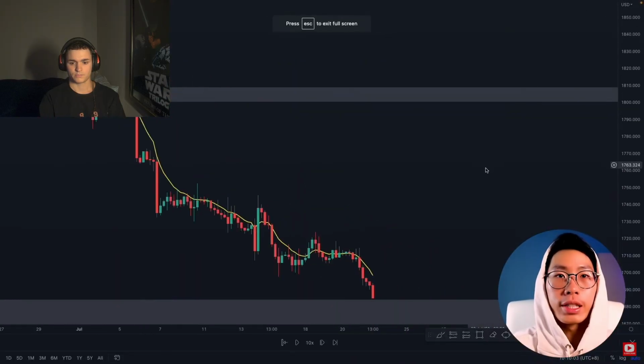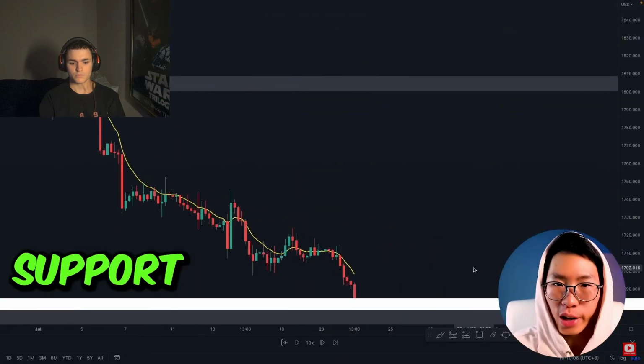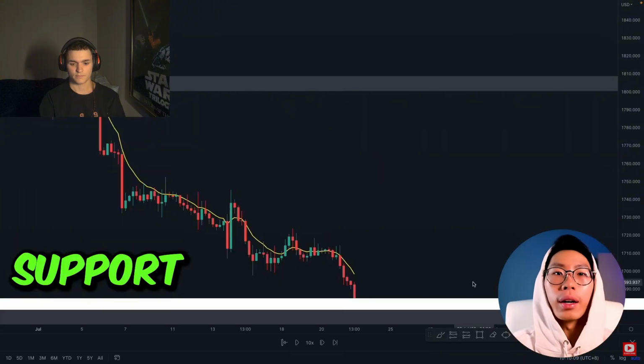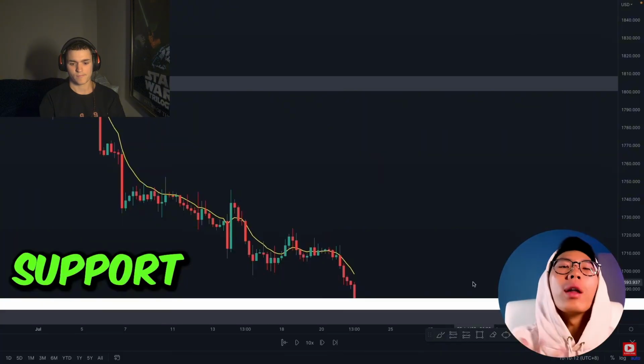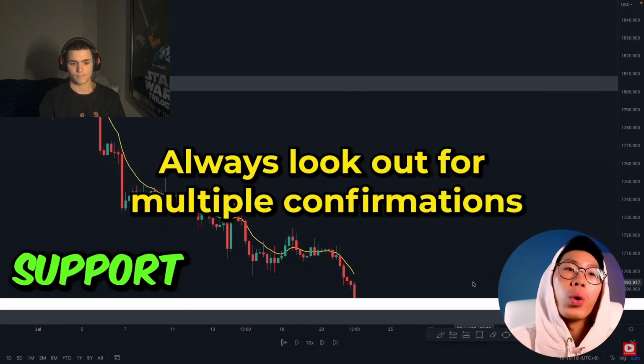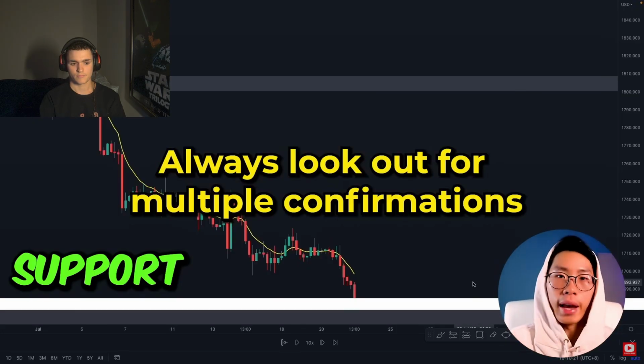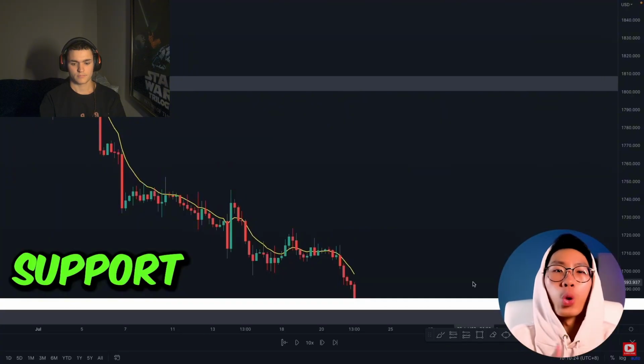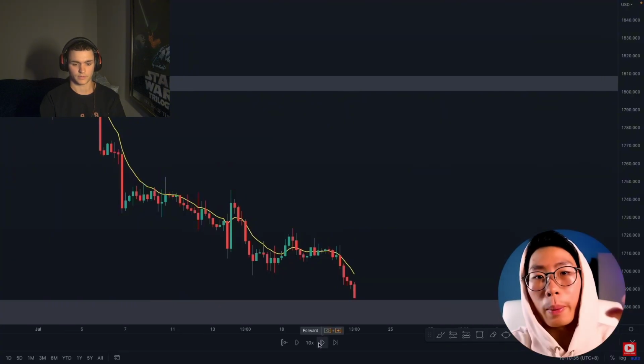Here's another example. You can see that right now price is at this major support area right here. But we do not want to enter immediately when price is at this support level. We want to wait for our confirmation. We need 3 confirmations before we enter the trade. And right now we only have 1 confirmation, which is price is at this support level. That's the only confirmation that we have, so we cannot just enter based on that. So right now we still have to be patient and wait.